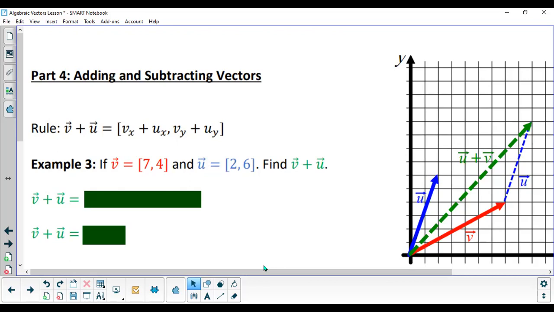Now, in the previous unit, these 2 vectors were displayed tip to tip. We had to either figure out how to translate them or use the parallelogram method in order to find the resultant. You don't have to do that for this particular unit.